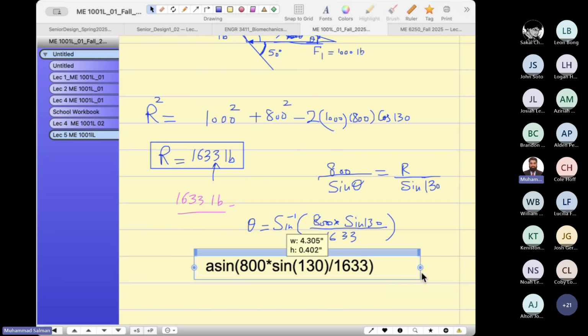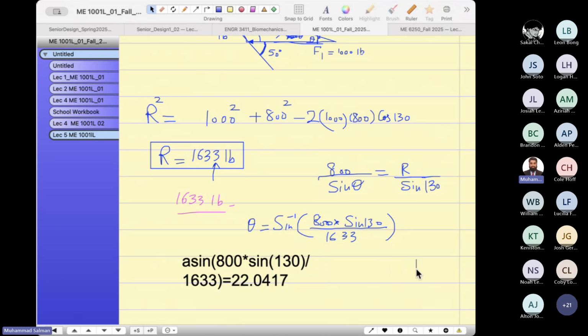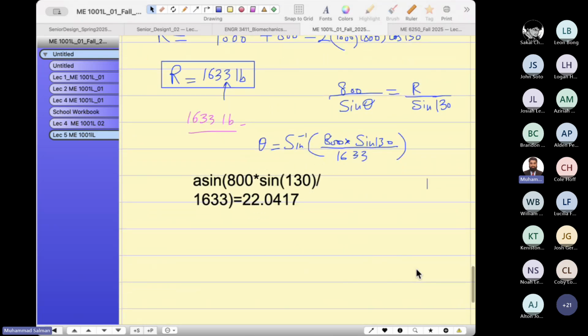William says 22. Good job, William. Oh, look, this is the same thing. Sahil says 22. Good job, Sahil. Okay, Khalif says good job. I need two more students to write down the answer in the chat box. Then I'll be happy.